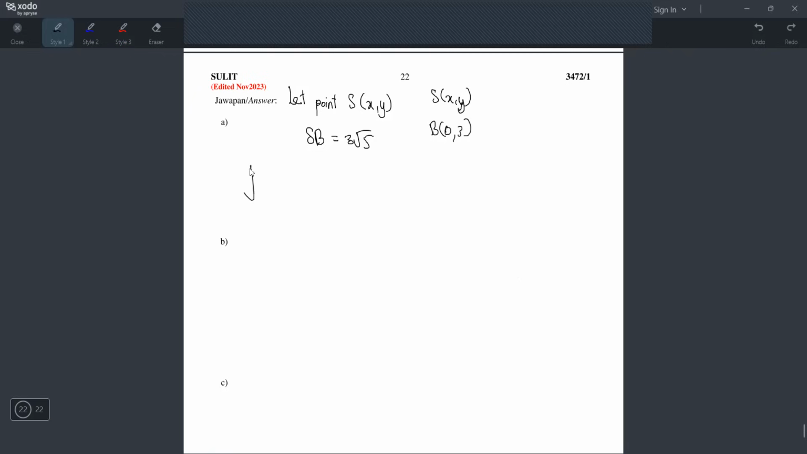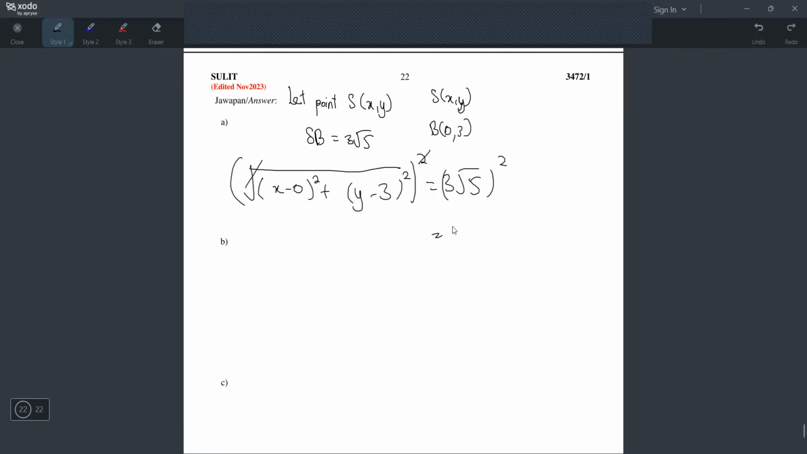All right, just open a square root here because it's the distance formula, equals 3 square root 5. So what is the distance formula? Square root, bracket square plus bracket square. And the brackets here, you have to put x minus x, y minus y. So x minus x, x minus 0, y minus y, y minus 3. And the distance will always be 3 square root 5. Okay, how can we remove the square root? Square both sides.